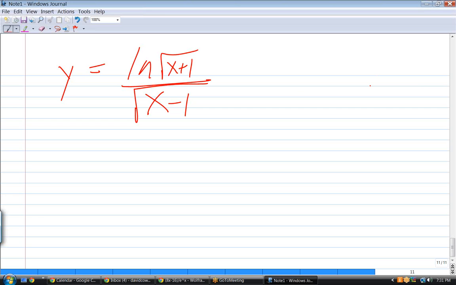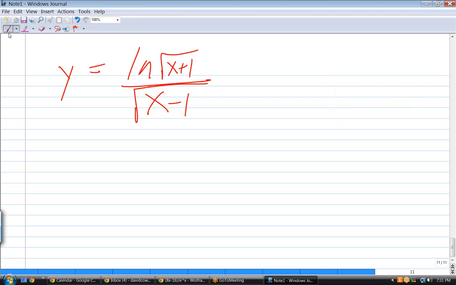What's the derivative of natural log? 1 over x. In other words, if y equals natural log of x, then y prime equals 1 over x. It's a key one to remember. And they want you to find the derivative of this, right? Yes. And you're sure I have it written right? Yep.